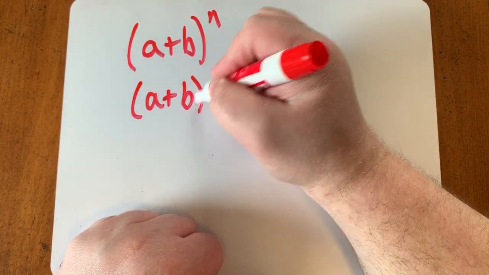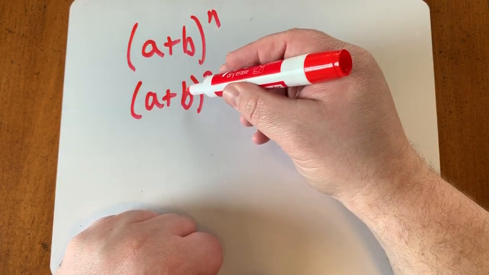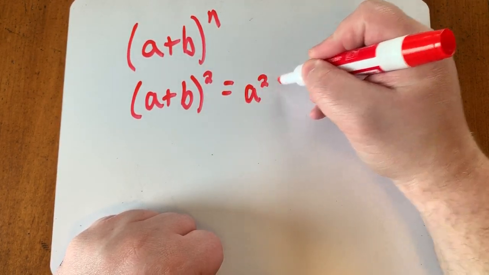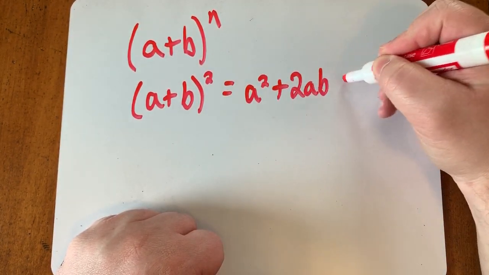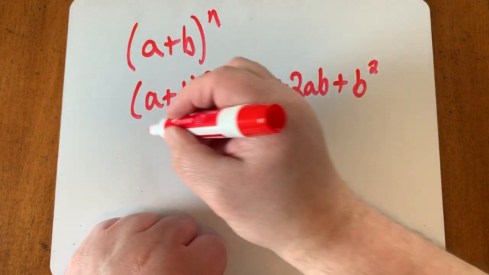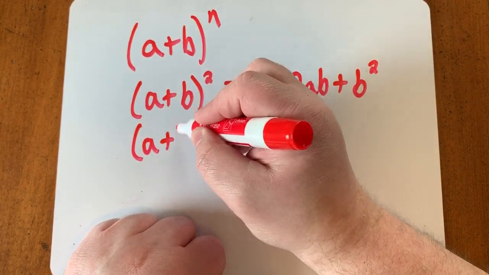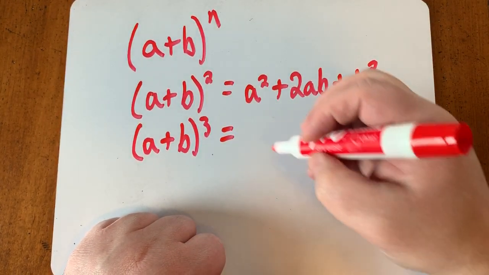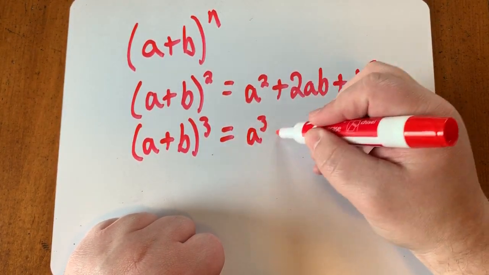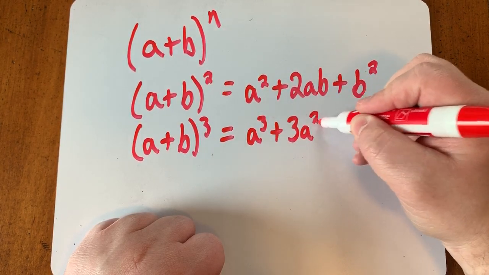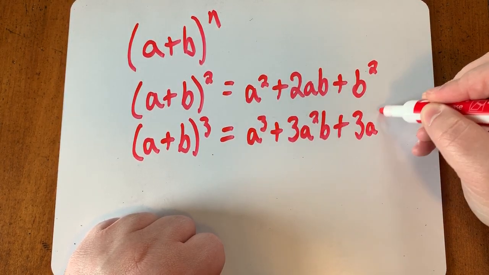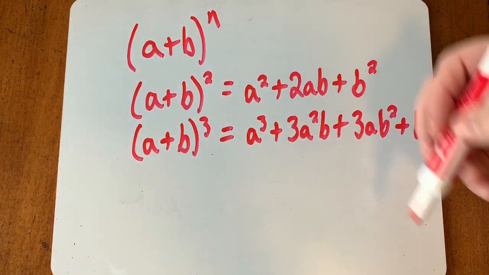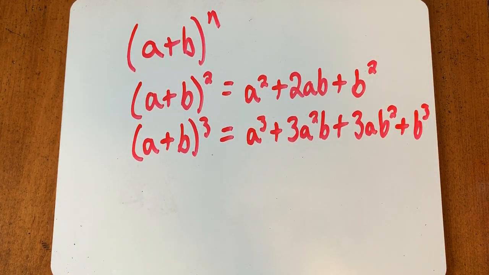If you had (a+b) squared, that's (a+b) times (a+b). So a squared plus 2ab plus b squared. If you had (a+b) cubed, you can multiply that by (a+b). So it's a cubed plus 3a squared b plus 3ab squared plus b cubed. And you can continue that pattern forever and ever.